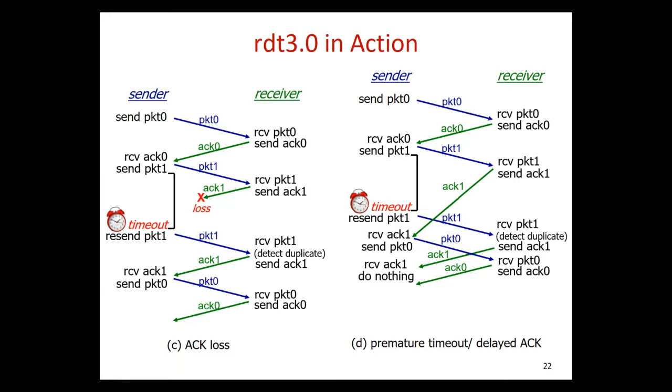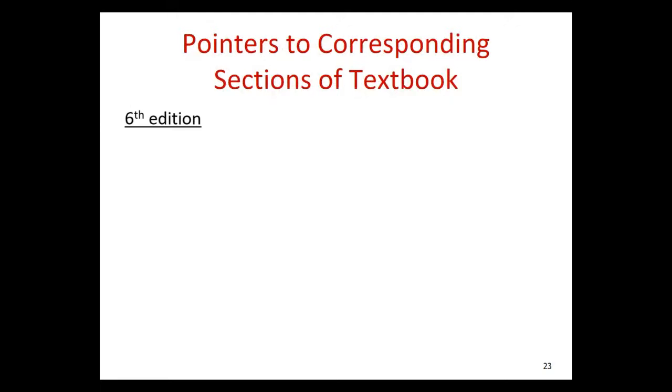Correctly meaning that there will be no duplicate at the receiver. There will be no loss because the sender will retransmit as many times as needed. So in that sense, rdt 3.0 is correct. It gives you reliable data transfer when you have bit errors, when you have packet loss, and when the feedback may be corrupted. Any other question?